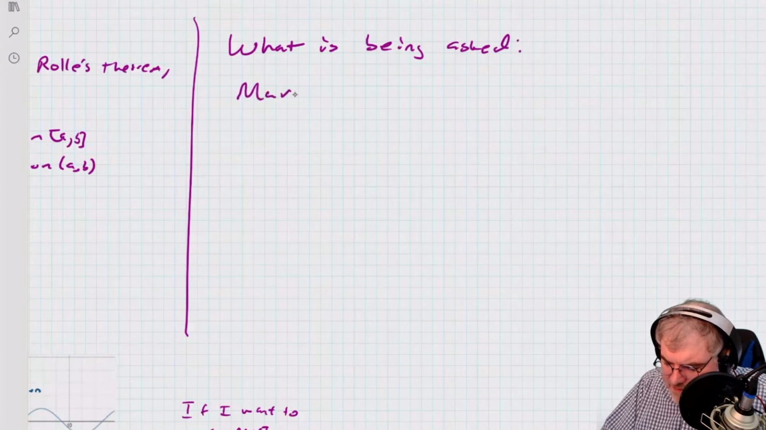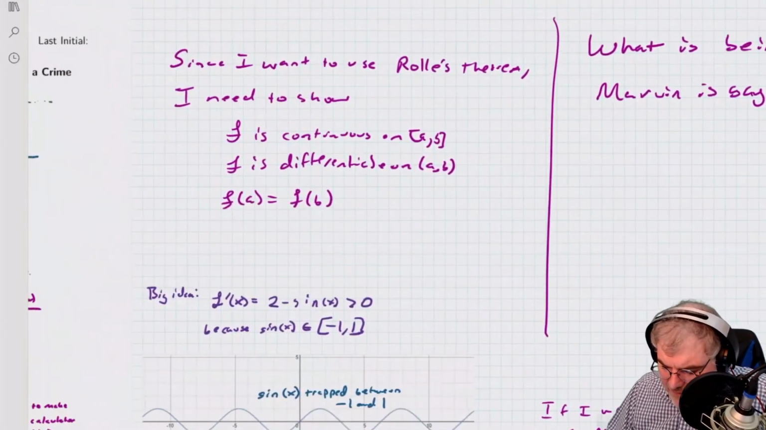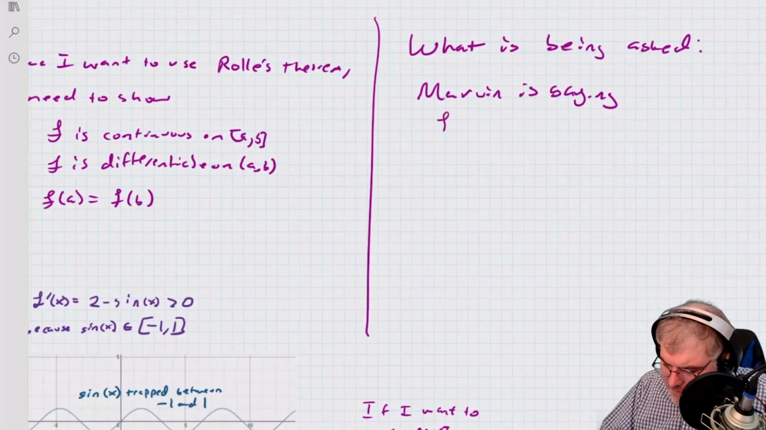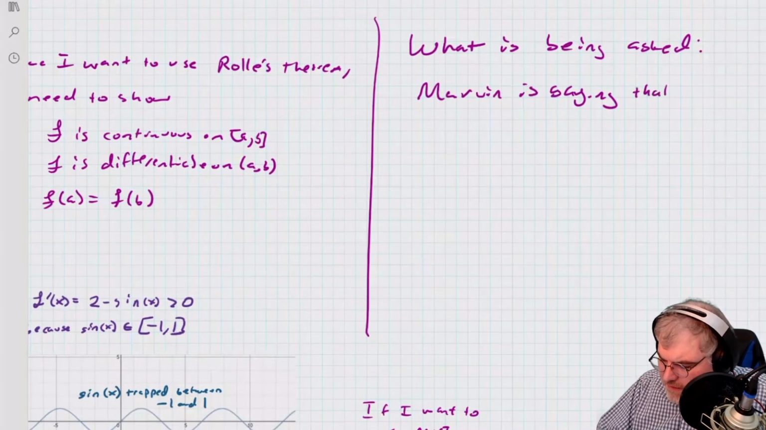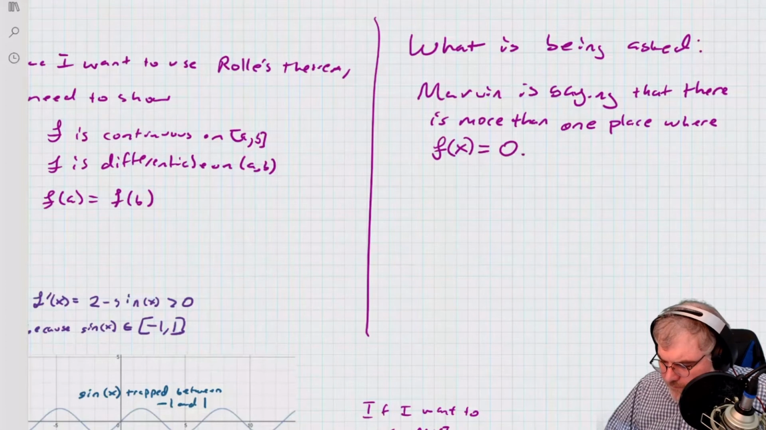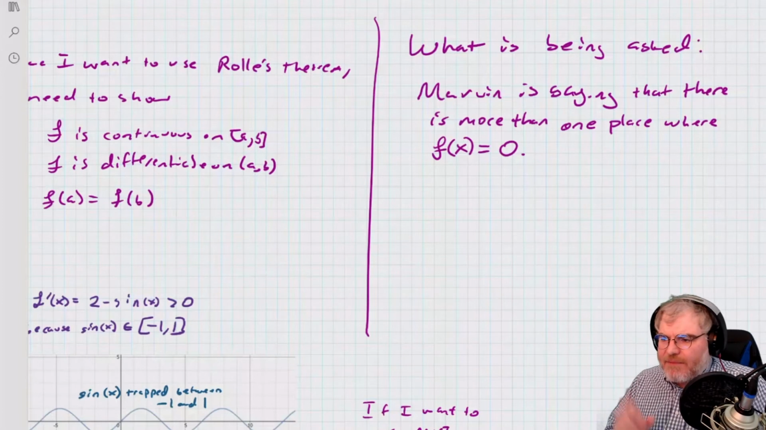Marvin is saying the following. Marvin is saying that there is more than one place where f of x equals 0. Okay? There's more than one x value where f of x equals 0. So how do we feel about that? That's what he is asserting. 1 to 5.